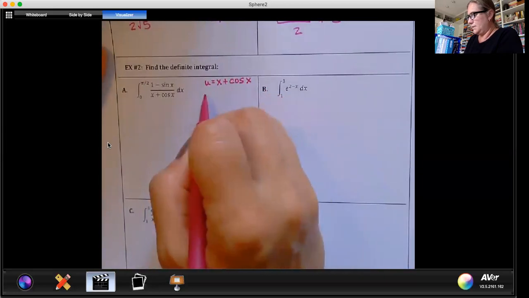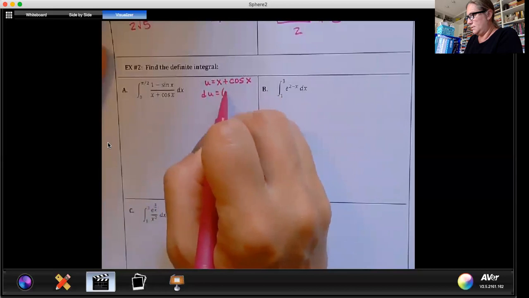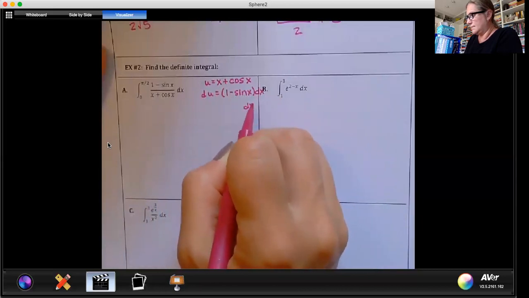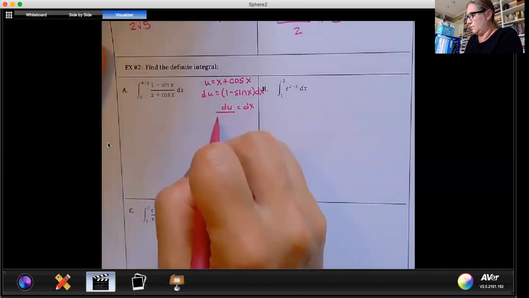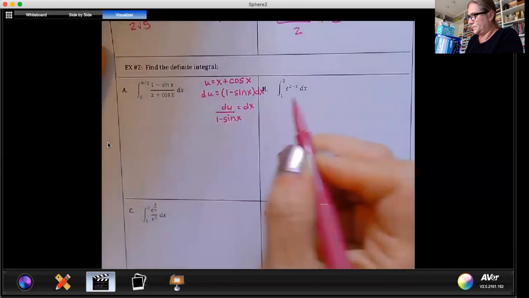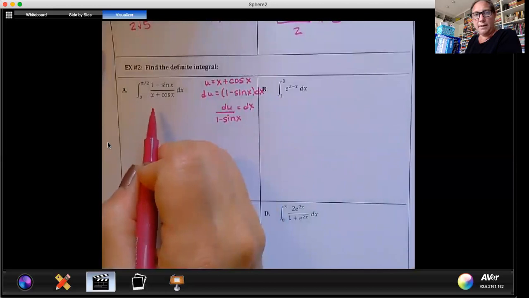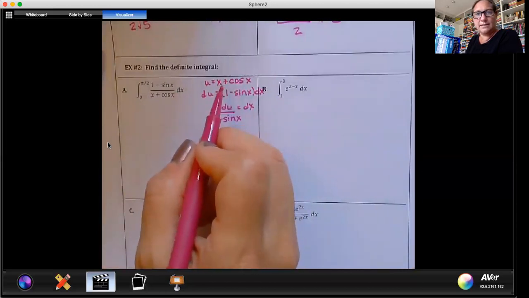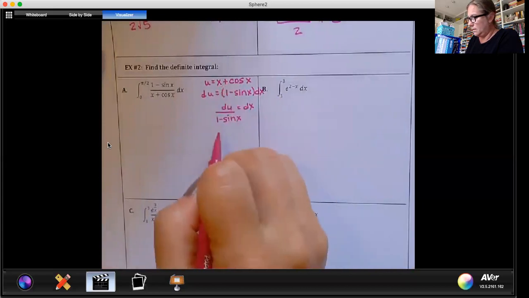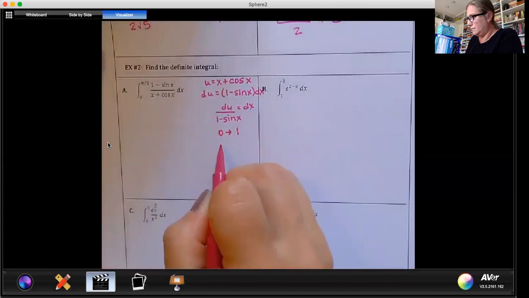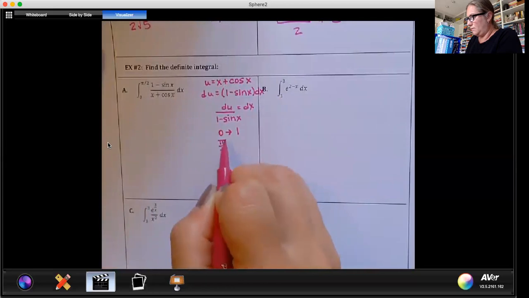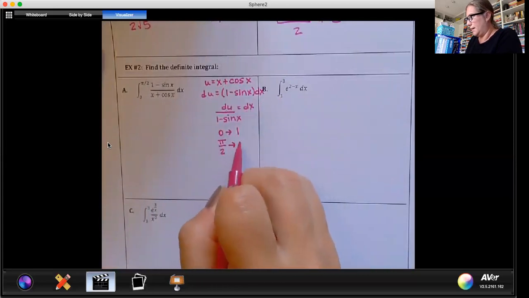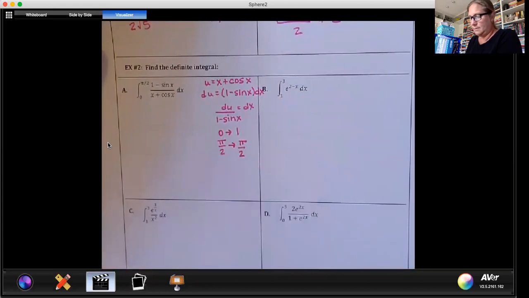u equals x plus cosine x. So du is 1 minus sine x dx. dx is du over 1 minus sine of x. All right, we're changing our bounds. So 0 plugged into x plus cosine x is 0 plus cosine 0. So the 0 becomes a 1. And pi over 2 plus cosine pi over 2, 0 plus pi over 2 becomes pi over 2.